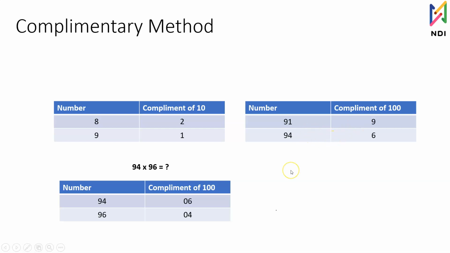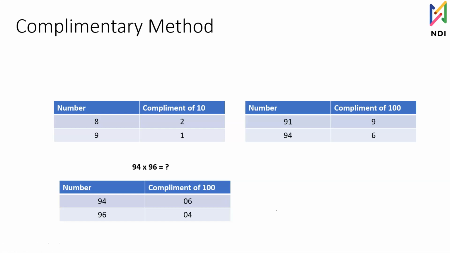Now that you have understood how the complement way of multiplication works, I want you to note that when you have two-digit numbers, when you are representing it as complement of 100, it must be represented as a two-digit number, right? Because only then multiplication of two-digit numbers will result in a four-digit number, right? That is why you must represent this as 06 and 04, right?